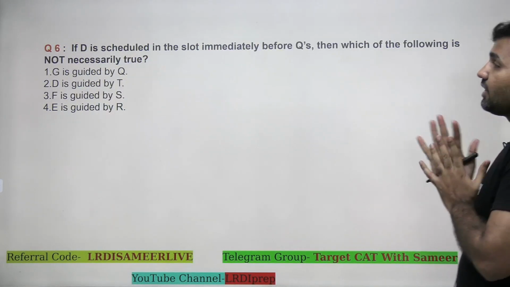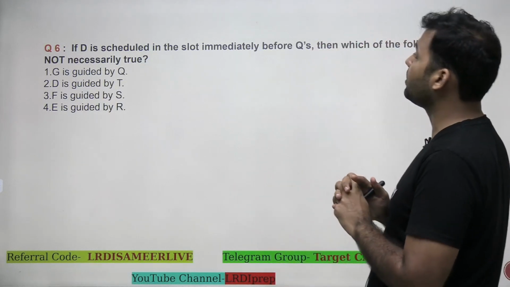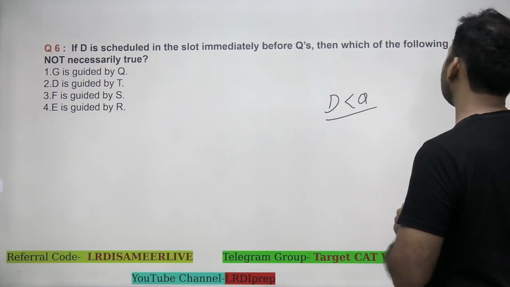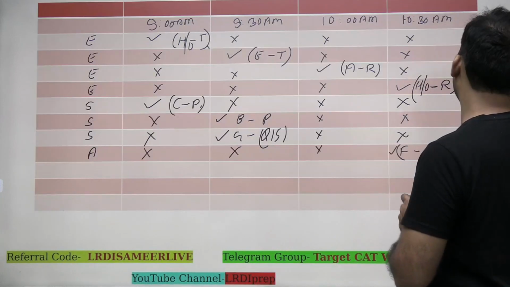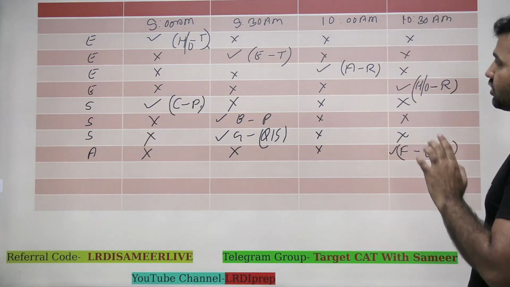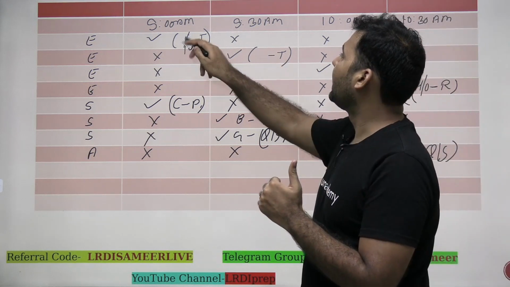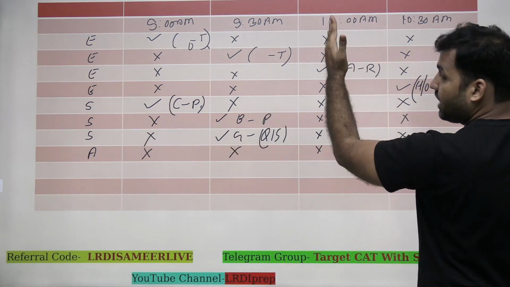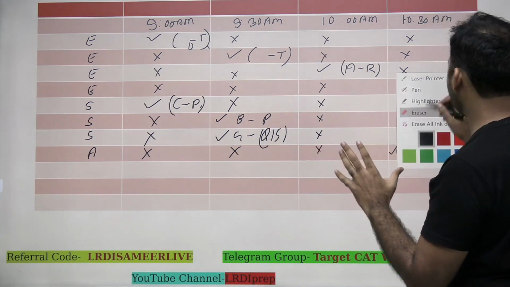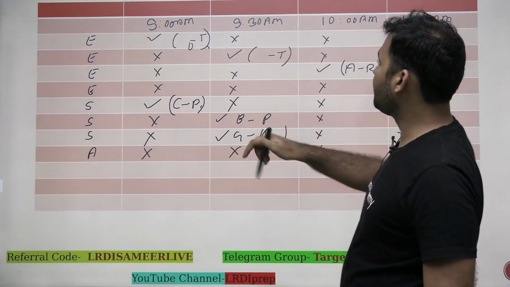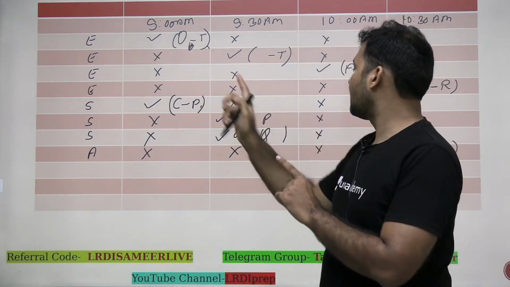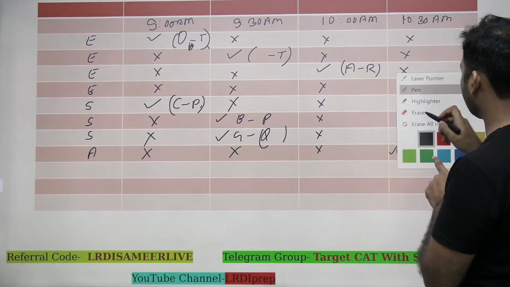And there's one more question also. D is scheduled in the slot immediately before Q. Now D is supposed to be scheduled immediately before Q. Then which of the following is not necessarily true? Now let's look at this case. D is scheduled immediately before Q. Now if I want this information to happen, that D is scheduled before Q, then you see that if I'm taking Q here, I don't have any slot left for D to be arranged. So if I want D to be before Q, I need to put Q here. And if I put Q here, I need to put D here, right? For scheduling D before Q. If D is coming here, Q is coming here, then S will definitely be coming over here.